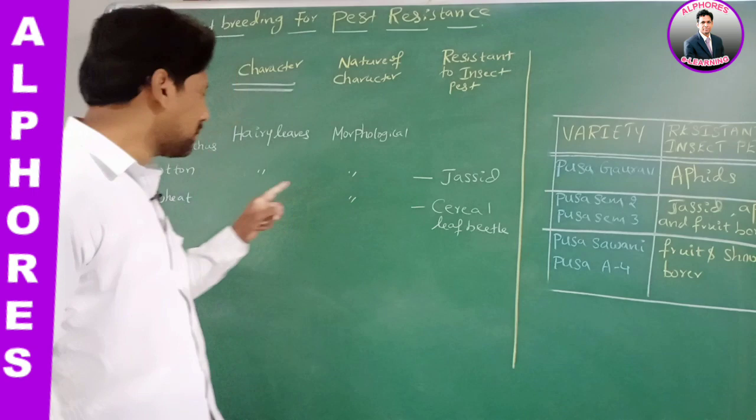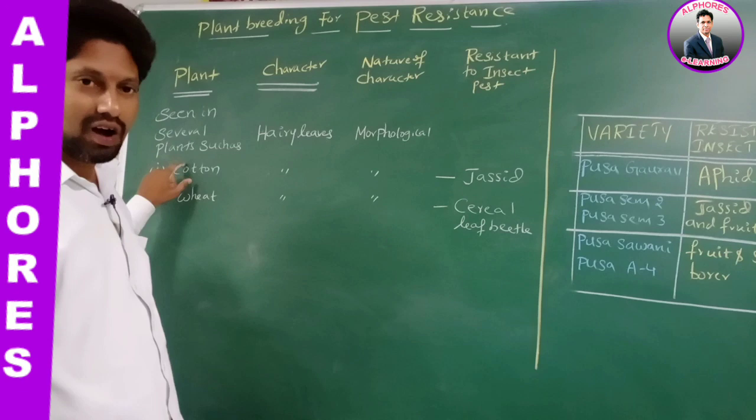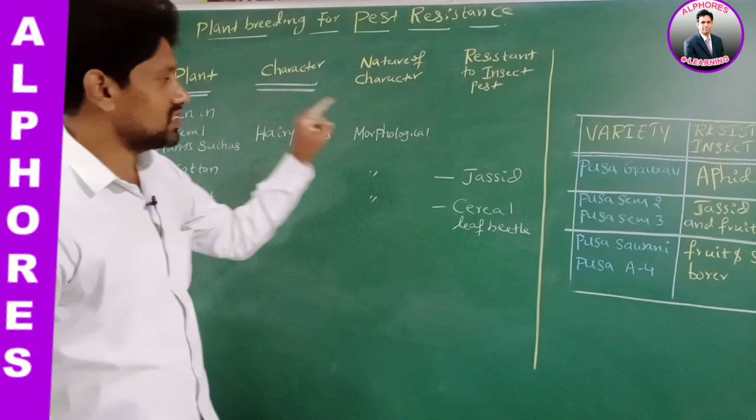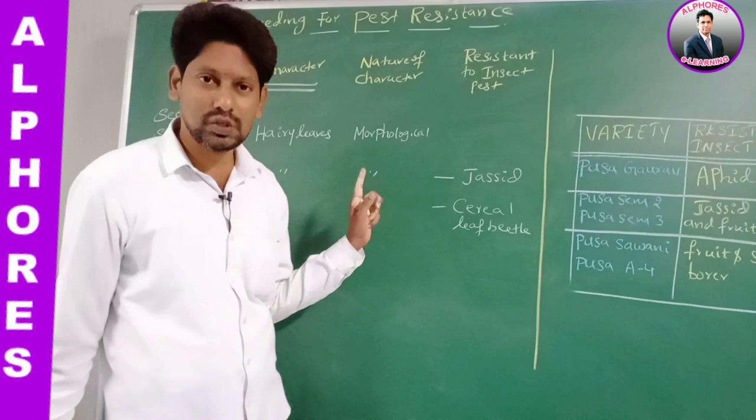Therefore, hairy leaves is a morphological character. Hairy leaves are present in several plants such as cotton and wheat. Due to the presence of hairy leaves, cotton became resistant for jassid pest. Due to the presence of hairy leaves, wheat became resistant for cereal leaf beetle. Is it okay? Right. Now go for the next character.